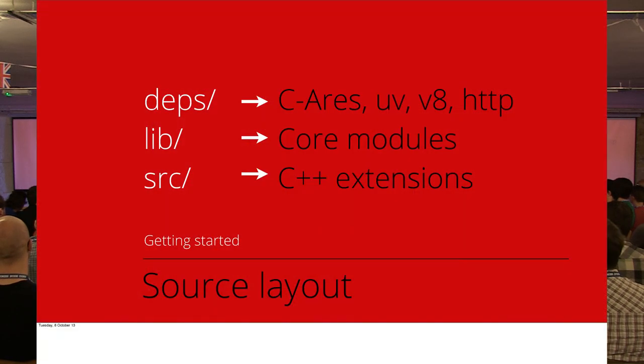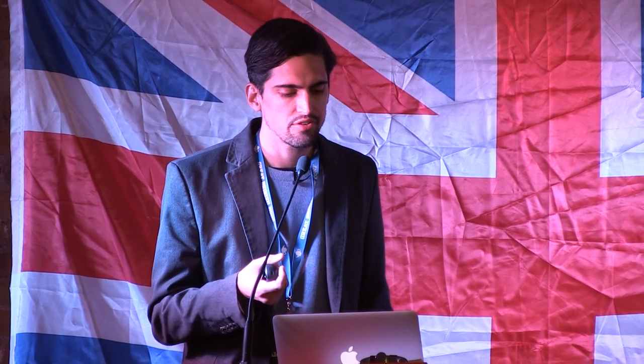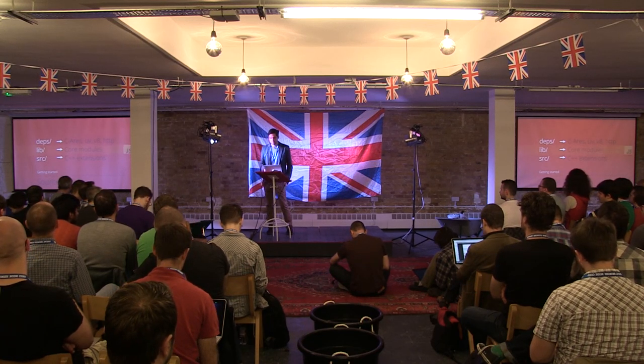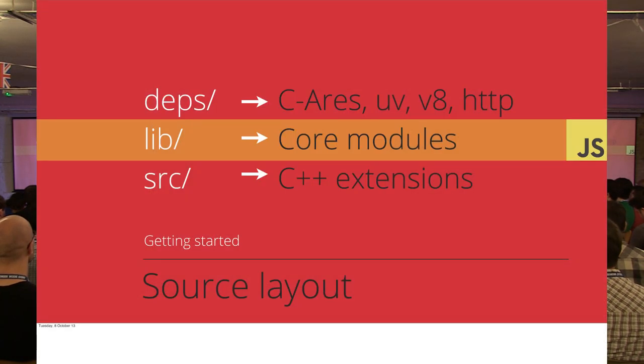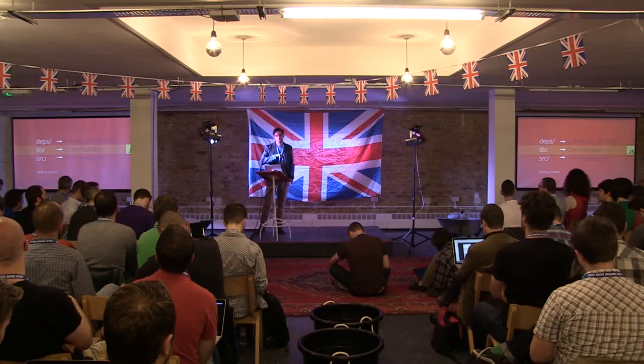And once you've got the source code, I think Node's code is actually fairly clean, there's not much cruft in there, if any. The three most important directories are probably deps, lib, and source. The deps directory has the third-party dependencies, so you'll find UV and V8 in there. Then you've got the core modules, which are JavaScript. So that's probably where most of us want to hang out for a bit. And then the source folder has the C++ bindings. So that's things that bind the core modules to the native dependencies.